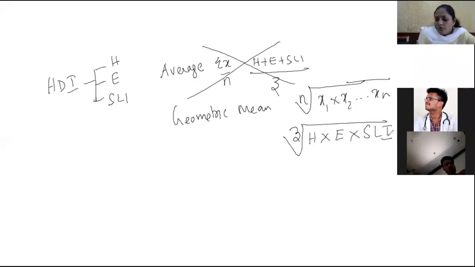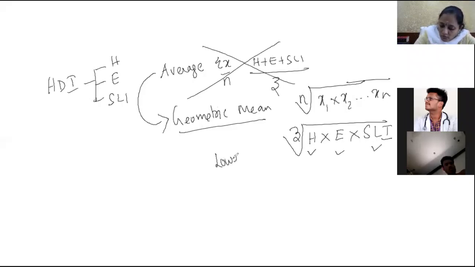Now you are going to ask me a question. Why did we shift from average to geometric mean? Geometric mean is much more sensitive to changes in the values of health, education and standard of living. How is it much more sensitive? What do you mean by sensitive? I'll tell you one small example.